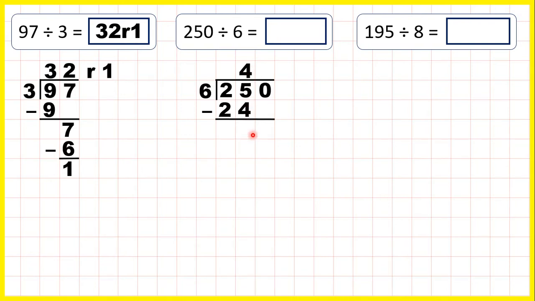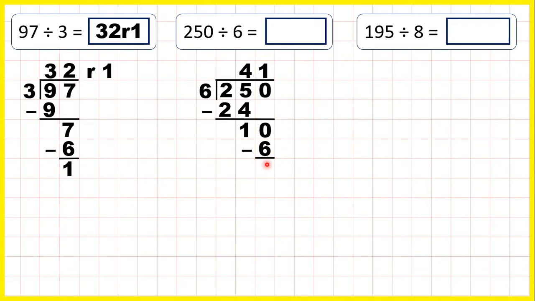Now we subtract and bring down. 25 minus 24 is 1, and we can bring down this 0, so we have 10 divided by 6. Now the closest number to 10 that's in the 6 times table but is still less than 10 is 6, and that's 1 times 6, so we write 1 in our answer line.